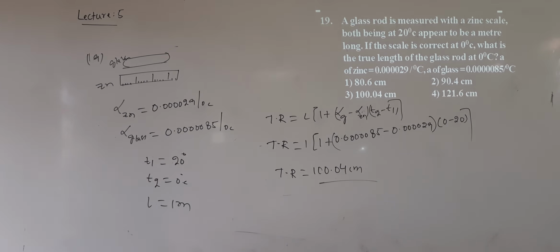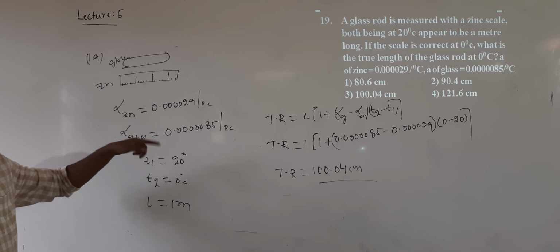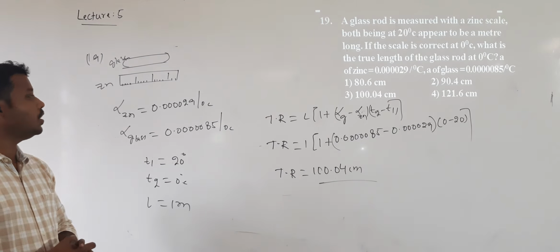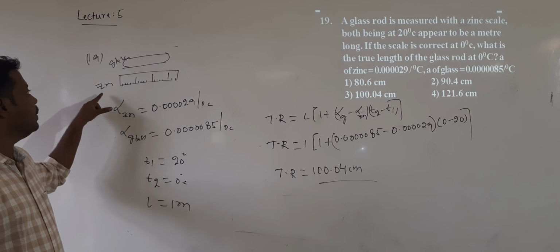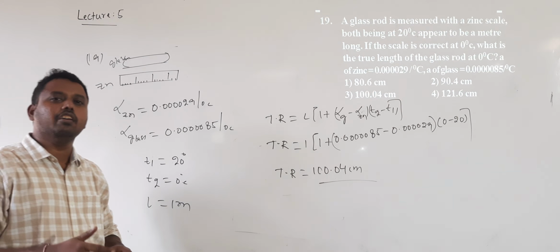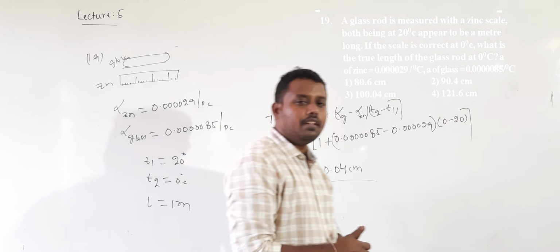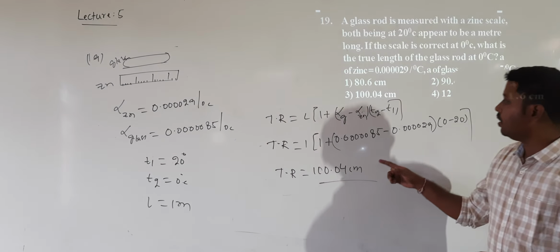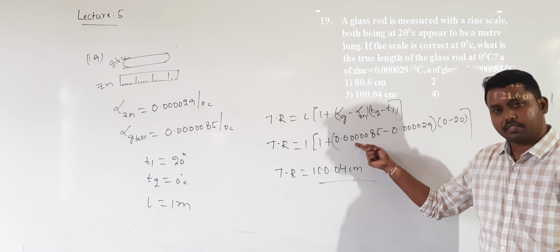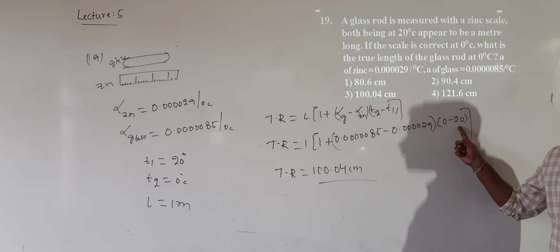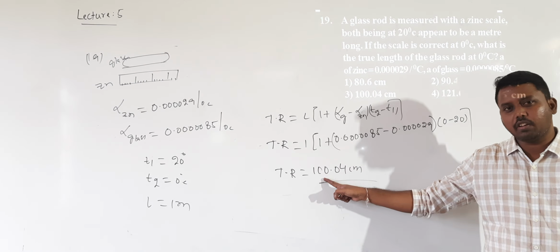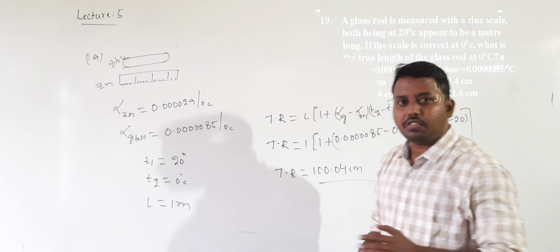That is, what is the reading? True reading is more than the measured value. Why is the true reading more than the measured value? Zinc will be there, no? It will be extended more. When it is extended more, it will give a reading less than the correct reading. Why did I get this answer? Actually, when I subtract this value from this value, I get minus, and again here also minus is there. Minus into minus gives plus. So due to that reason, you get the answer 100.04.